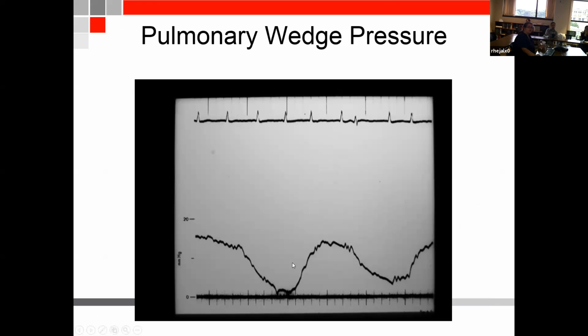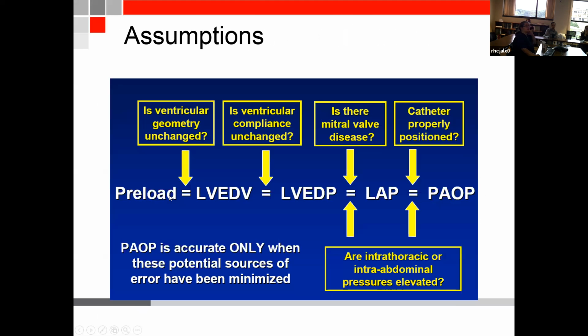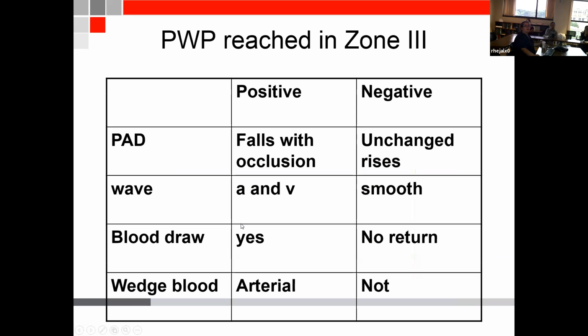This is when you have wedge. You have to have a certain respiratory variation with it. If you don't, then you have to worry that you're not in the right lung zone, as I will tell you earlier. These are the assumptions that you have to make. To say what my preload is, you have to have all of these equal. There is nothing wrong at any level.